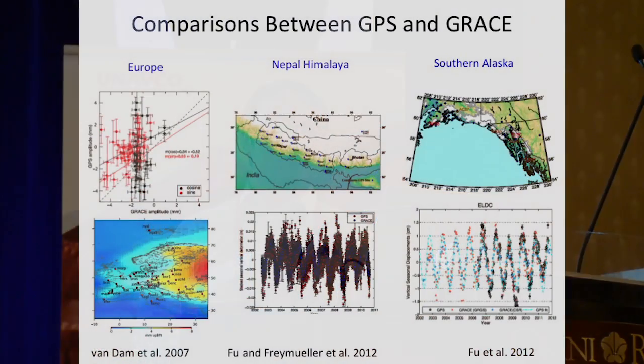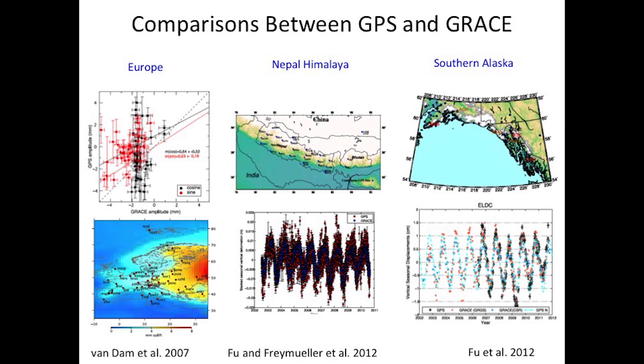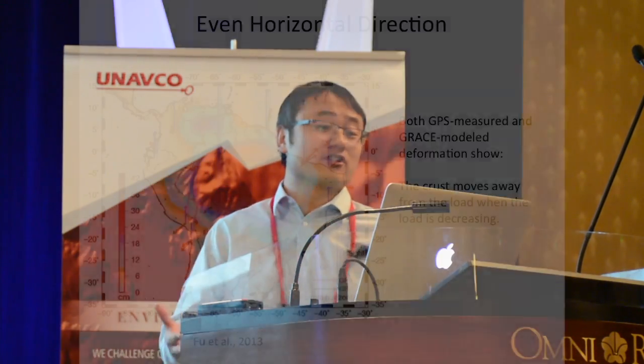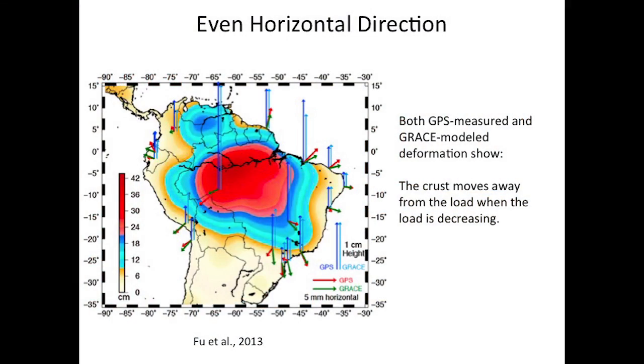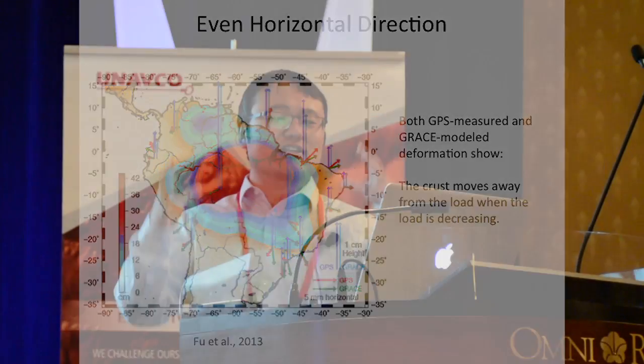The comparison so far indicates that for the regions with large scale seasonal hydrological mass change, GRACE matches GPS. And it's also very interesting that even for the horizontal component, agreement is reasonably good. For the Amazon River Basin, we do see that both GPS and GRACE indicate the crust moving away from the load when the load is decreasing.